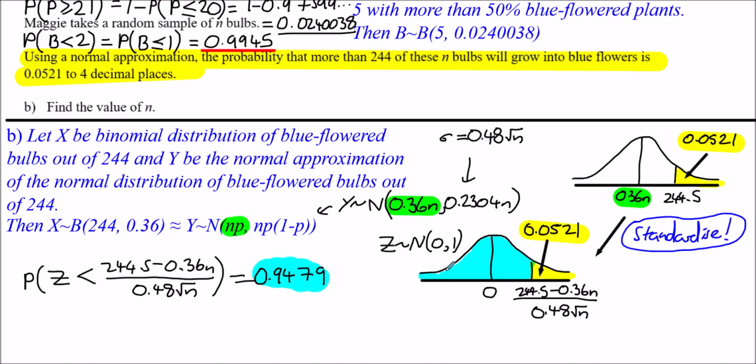So to get this z value for what would give this probability, we use the inverse normal function now. So therefore we can say, using the inverse function, we can work out what the value of (244.5 minus 0.36n) all over 0.48 root n would be.